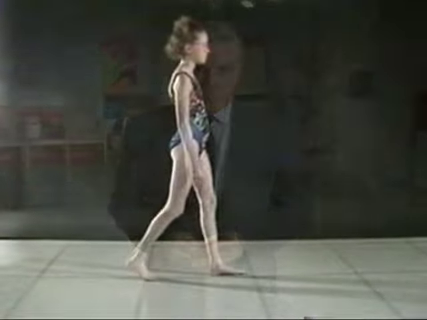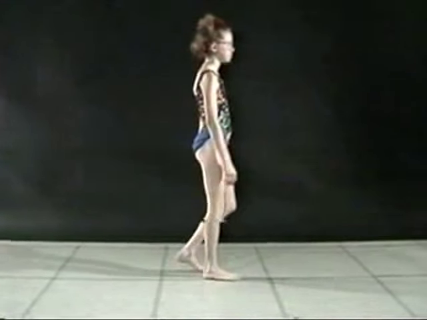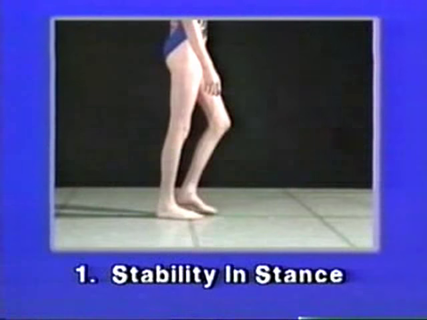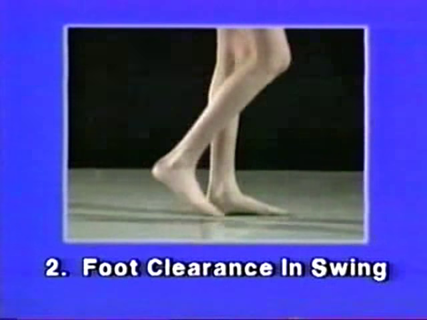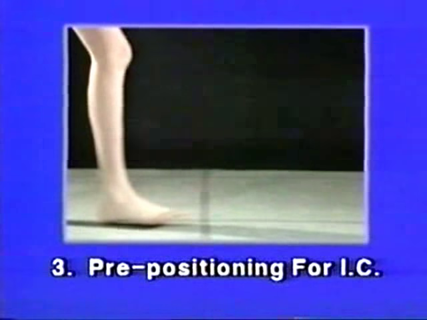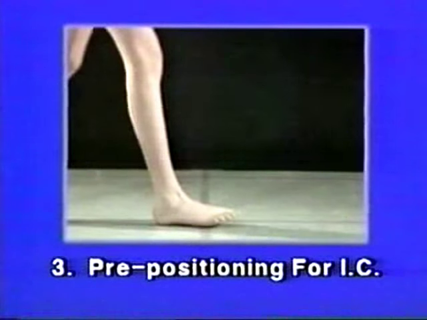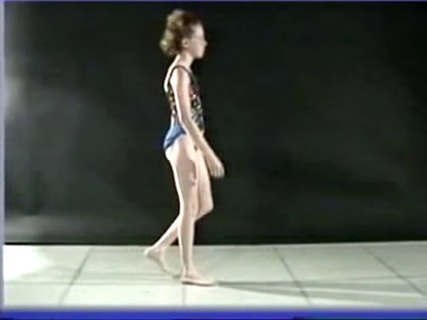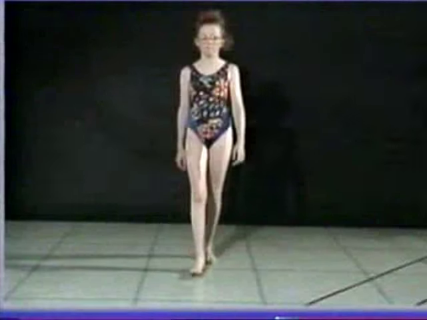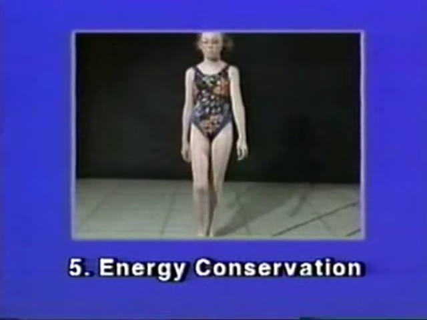Before you can understand pathological gait, you need to understand the basic principles of normal gait. Let's begin with a quick review. Normal walking has 5 attributes: stability and stance, foot clearance and swing, pre-positioning of the foot for initial contact, adequate step length, and energy conservation.